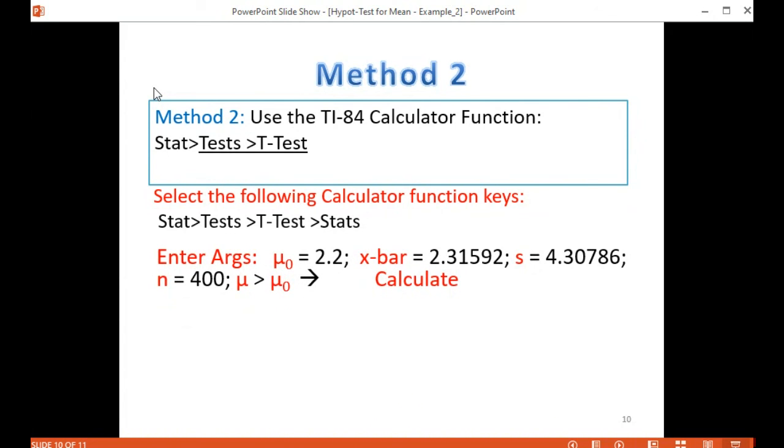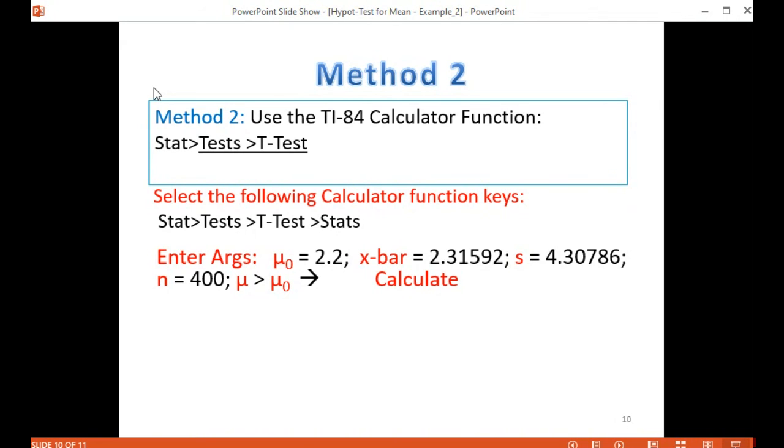It's going to ask you for arguments. Most of the functions ask for arguments. The red that I have on the slide after enter arguments, those are what the calculator is asking you for. The black is what you have to enter. So for mu0, which is the established mean, you would enter 2.2. For the sample mean, you would enter 2.31592. And for S, enter in that big long number. N, it's asking you for N also. It has to have N because it has to find the degrees of freedom.